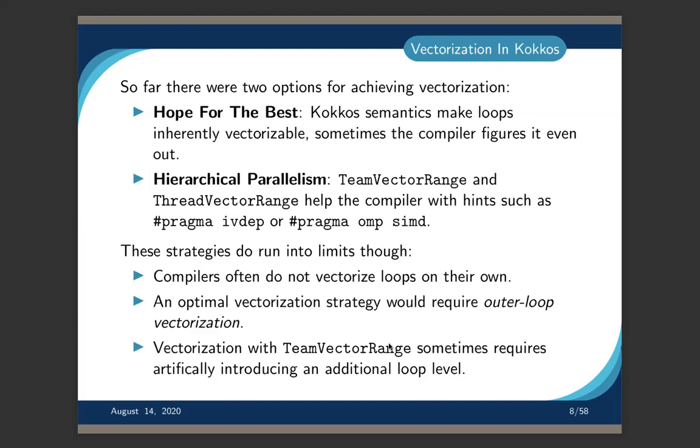The pragma IVDEP itself mostly works with the Intel compiler, and that usually works reasonably well. That means that team vector range and thread vector range on Intel compilers are usually getting vectorized reasonably efficiently. In particular, it doesn't turn off the performance heuristics. It just turns off the check, just assuming that everything is vectorizable and there's no aliasing which prevents you from doing so.